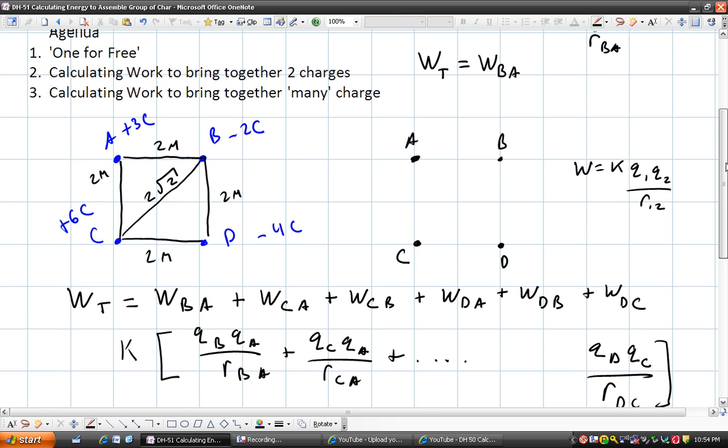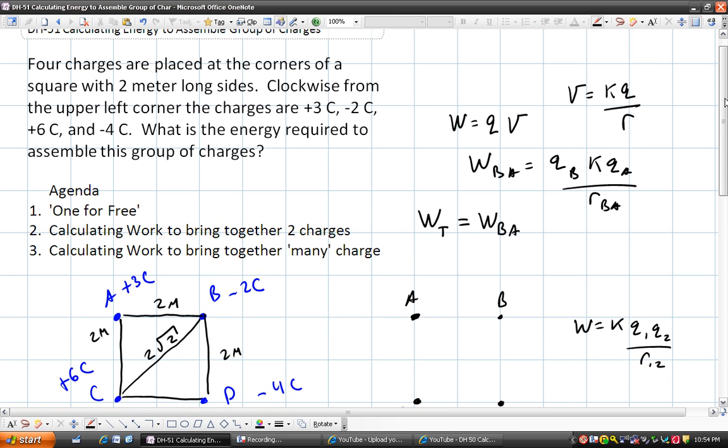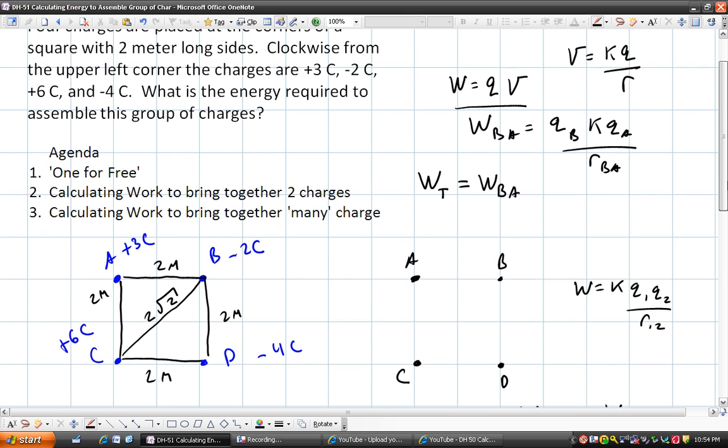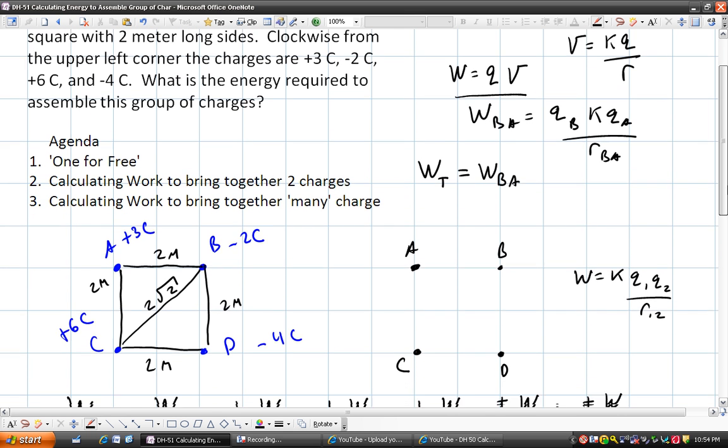But reviewing the steps here, whenever you bring charges together, you need to do some work. The reason is the first charge that's there has an electric field. To bring another charge in, you're going to have to apply a force against that electric field. So it's going to require some work, either positive or negative. So what you do is you go through this step by step. For every one charge, you go figure out the work that's required from each of the previously existing charges.